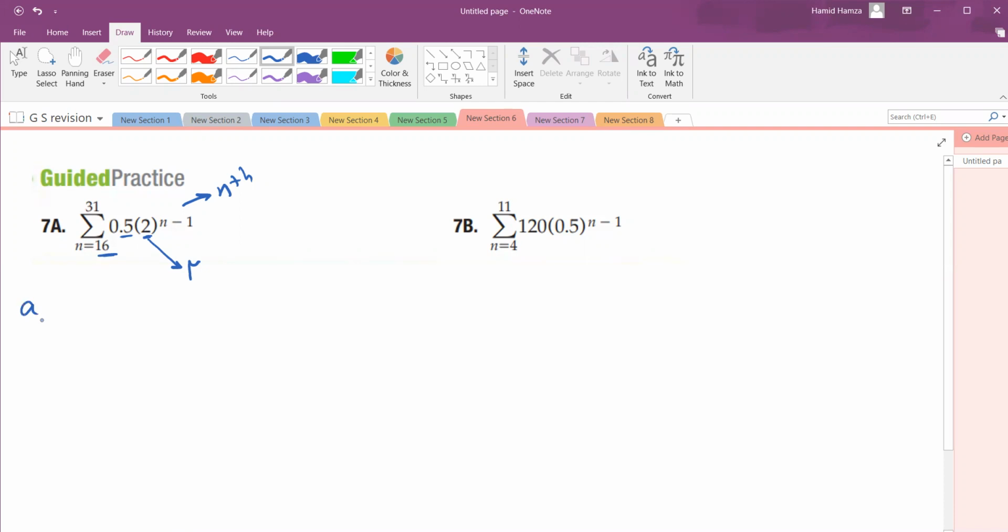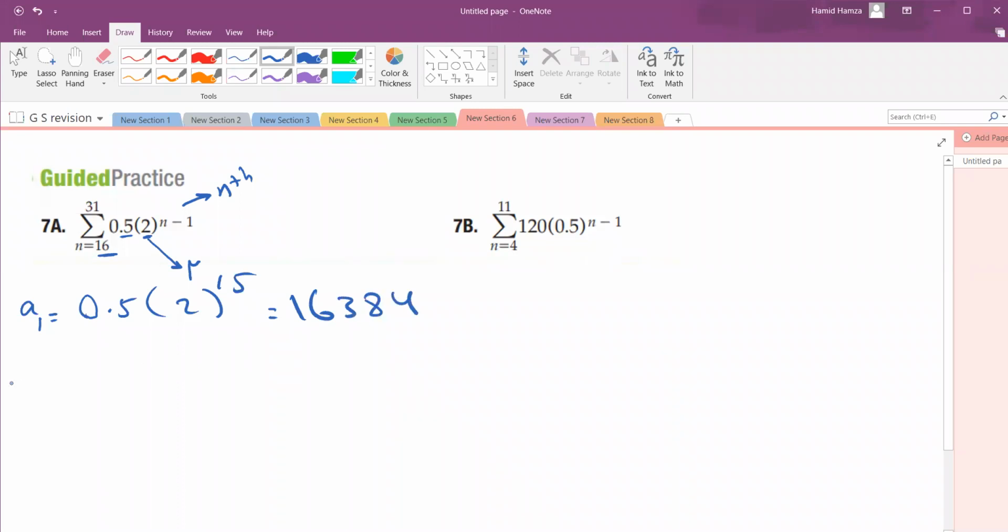So A1 for the sum will be equal to A16. By substituting n equals 16, it will be negative 0.5 multiplied by 2 raised to power 16 minus 1, which is 15. Can someone calculate this on the calculator, guys? 16384.